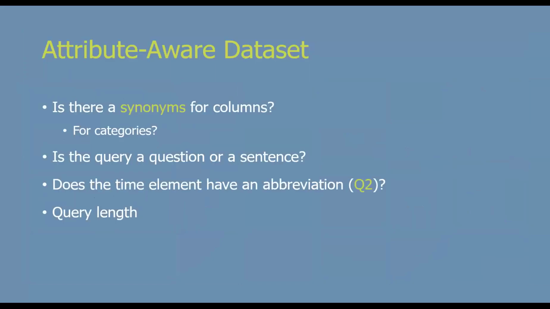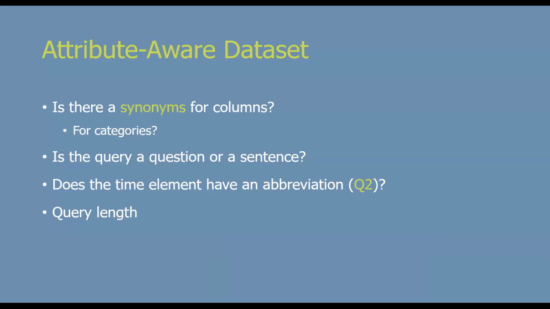But what if I didn't have just one? What if I had loads of these attributes? What if I started creating tens of them? Am I using a synonym for the columns? Am I using a synonym for the categories? Is the query phrased as a question or just as like a command? Give me the revenue for 2020, or what is the revenues 2020? That can be a feature. That's like a linguistic feature of that query that I can have as another Boolean here.